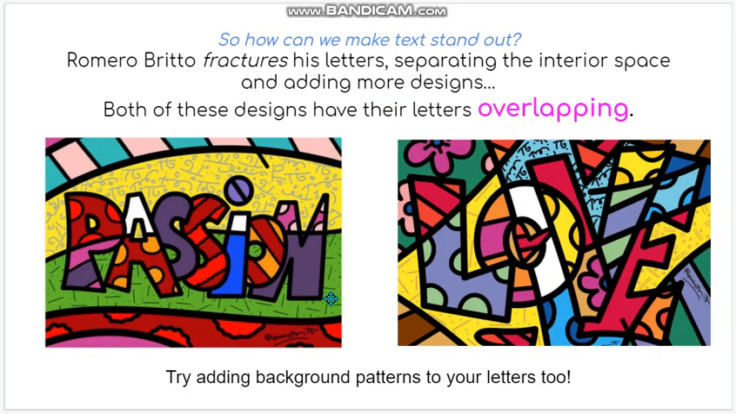Romero Britto is a really well-known artist. You can look his stuff up, but these are very busy, as we could say in art, but all of his letters are overlapping. But what he also does is something that I called fracturing. He fractures his whole art space and his letters. So there's actually areas of his letters that have different designs in them. So he's taking the interior spaces and dividing them even further.